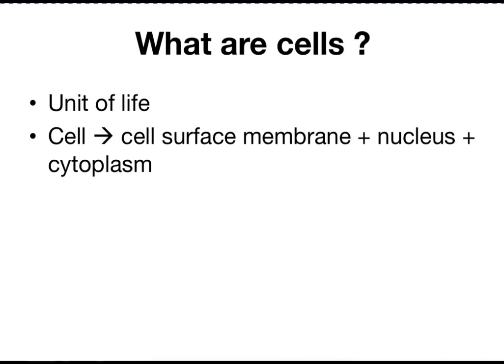So what are cells? Cells are the fundamental unit of structure and function in living things. All known living things have to be made up of one or more cells. That's why cells are called the unit of life. Every single cell must contain at least a cell surface membrane, a nucleus, and a cytoplasm.